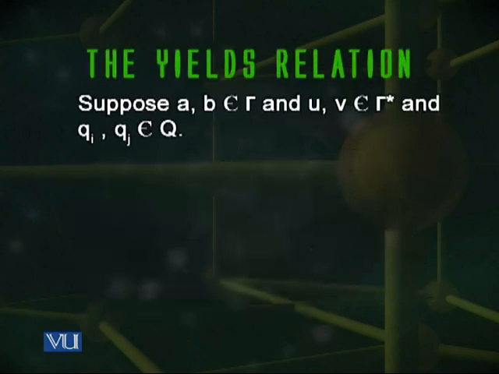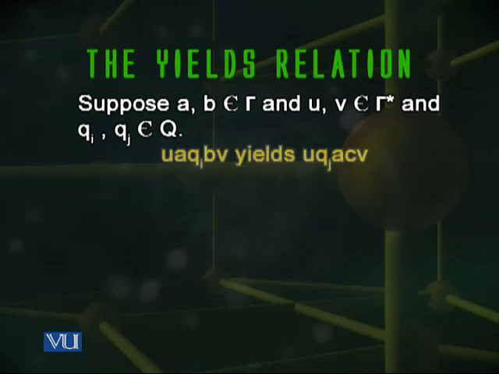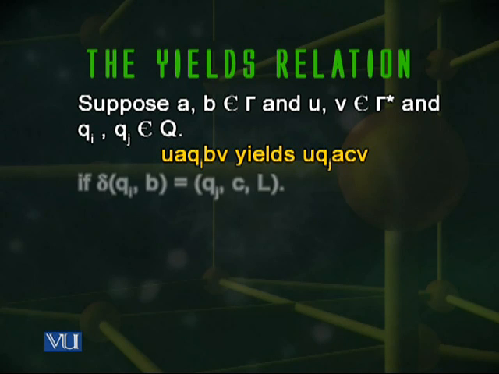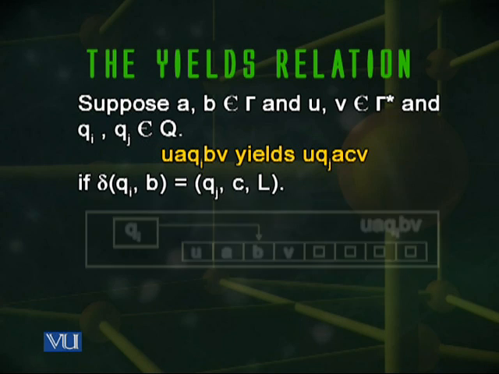Suppose that A and B are two symbols in the work alphabet, and U and V are two strings over the work alphabet, and let us say that QI and QJ are two states of the machine. We will say that U, A, QI, B, V yields U, QJ, A, C, V if delta of QI, B equals QJ, C, L. What does this really mean?